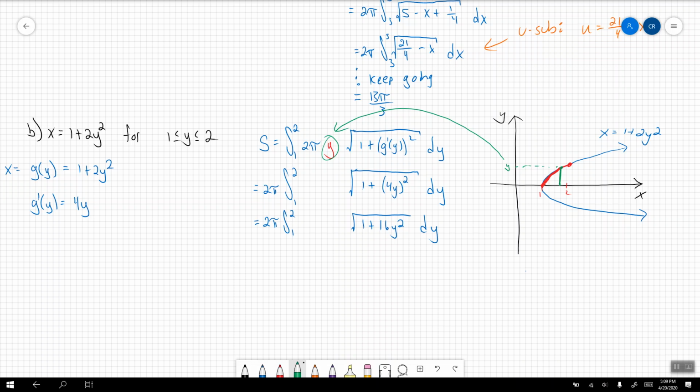All right, so when we're doing this, this is still going to be 2 pi times y. And this is all still going to be exactly the same. Now once we do this, this is just going to be factoring out that 2 pi multiplied by the integral from 1 to 2 of y times the square root of 1 plus 16y squared dy. And this now right in here turns into a Calc 1 problem.